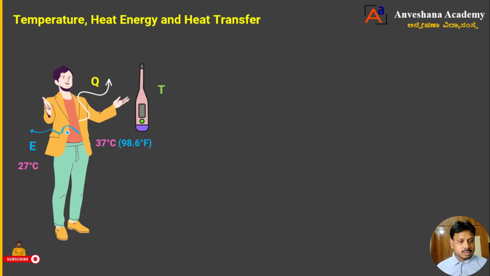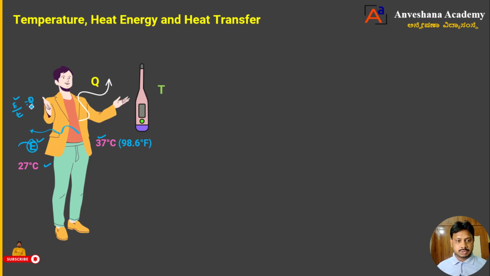Because of this change in temperature, a kind of energy is going to transfer, that is heat energy. Then how much heat energy is going to transfer from the body to the surrounding? That energy is transferring because of the change in temperature, that is heat energy. Then the rate of heat energy transfer is nothing but the amount of heat transferred per unit time.